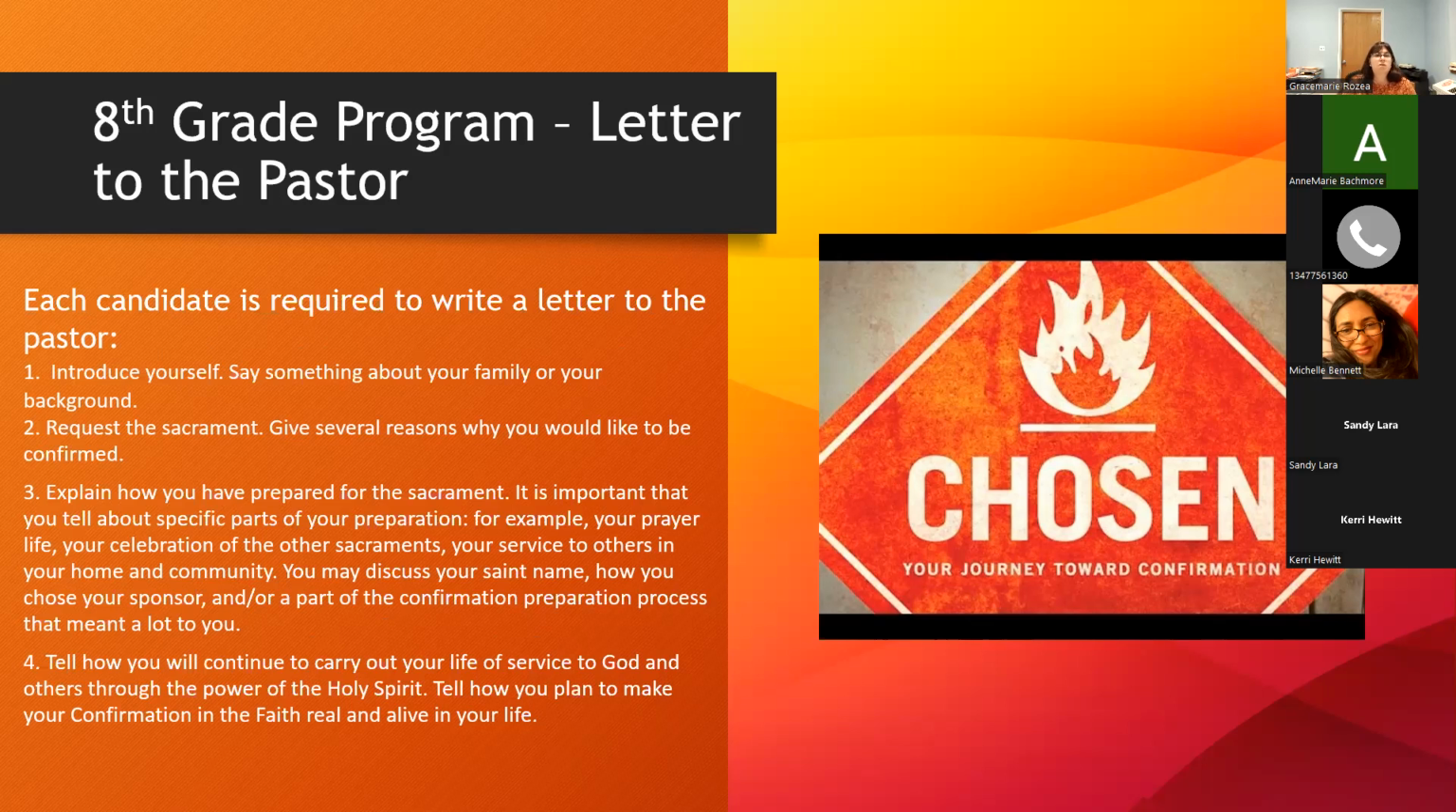They're going to request why they want to receive confirmation. They're going to explain how they prepared for the sacrament. So this is when they're going to talk about their attendance at Mass, what kind of community service they've done to prepare for confirmation, what name they selected and why they selected that as their confirmation name. And they can talk about the person that they chose to be their sponsor and why they chose that person. And then lastly, they're going to explain how they're going to carry out their life of service after they receive confirmation.